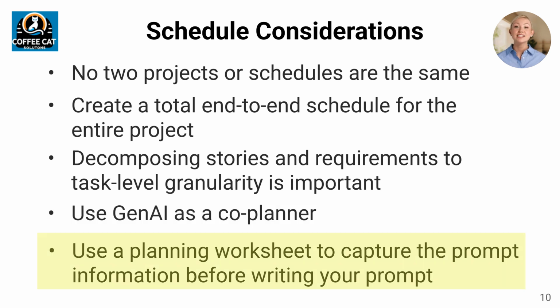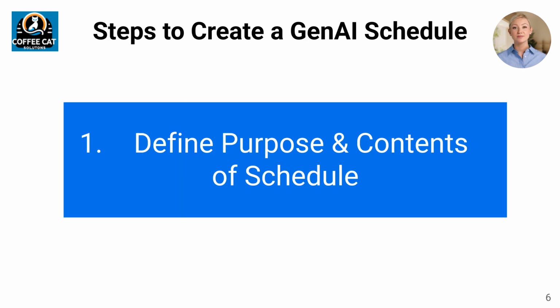Use a prompt planning schedule worksheet to organize the information before writing your prompt. An example of a worksheet can be found on the Coffee Cat website. Now let's review the 12 steps for creating a schedule using GenAI. We will be using an Agile project for our discussion. Step 1. Define the purpose and contents of the schedule. Clarify why the schedule is being created, who will use it, and what level of detail, milestones, tasks, and deliverables it must contain.